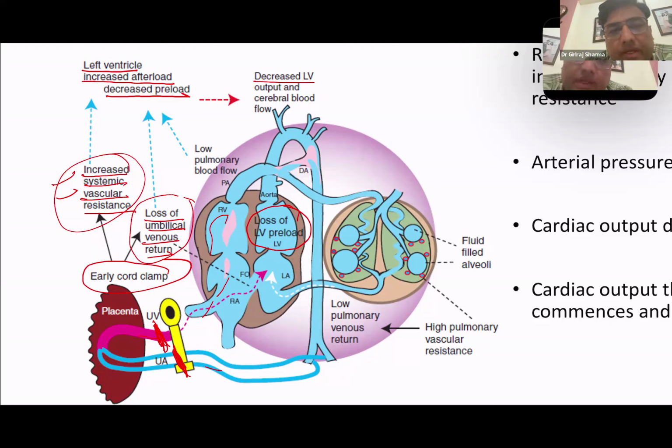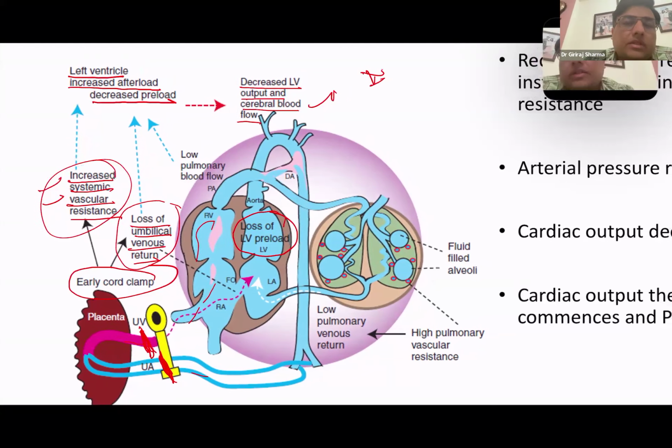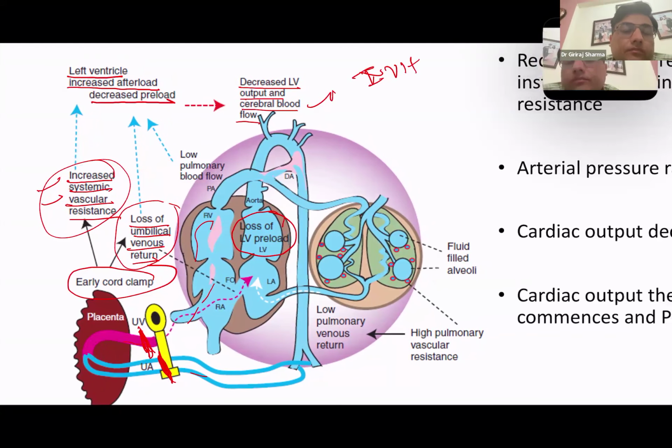Because of that, there will be a decrease in left ventricular cardiac output and decreased cerebral blood flow. Because of these two things, there will be a decrease in cardiac output. Because of that, the baby can go into shock, hypotension, hypoperfusion. Cerebral perfusion will be decreased, causing cerebral hypoperfusion. Then reperfusion injury will happen when blood flow increases, and this will cause IVH in preterm babies.